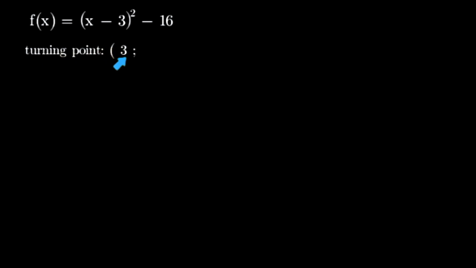Okay, that's the x coordinate of the turning point. So the y coordinate is this value over here, this q. So it's a minus 16, and that is our y coordinate of our turning point. So let's go and plot the turning point.